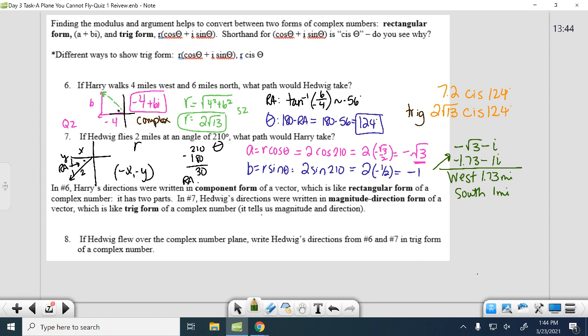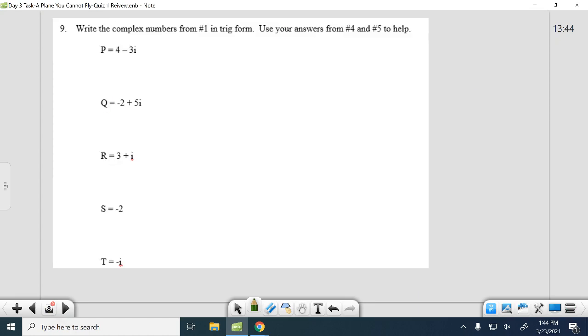All right, and number 6, Harry's directions are written in component form of a vector, which is like rectangular form. And 7, Hedwig's are written in magnitude direction form, which is very similar to trig form. And it says go back and forth and put them from standard form into trig form. We've actually already done that. We have those values. We just have them in shorthand. So there's no reason to go back and do that again. So you can skip number 8. Yay for skipping number 8.